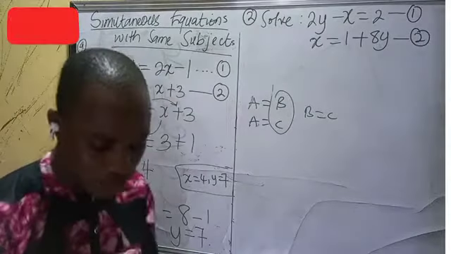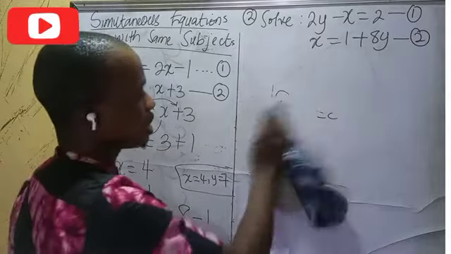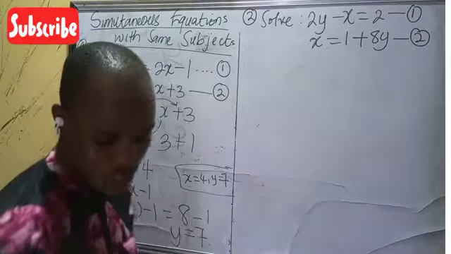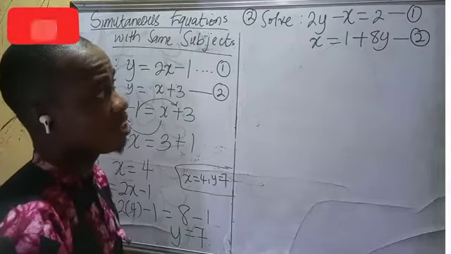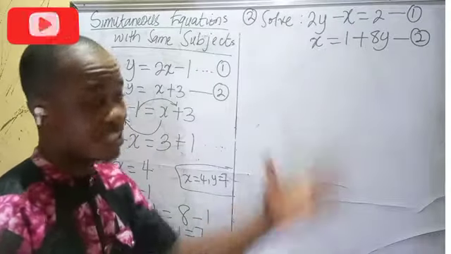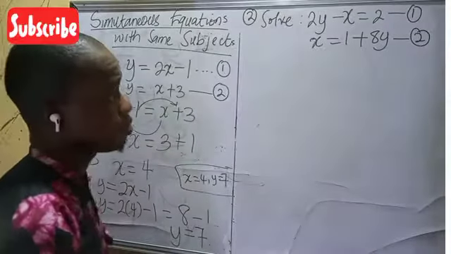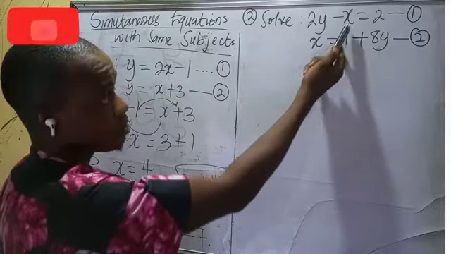So now quickly, let's go to this second one, very quick. If you look at this second one, you can see that the variables do not have the same subject. So now if you want to make it the same subject, you can see that we have x here, we have x here.